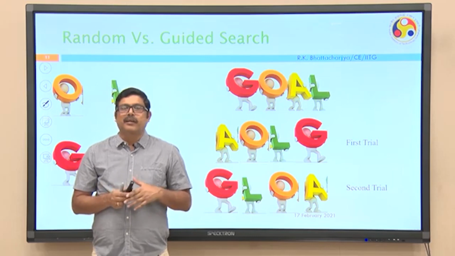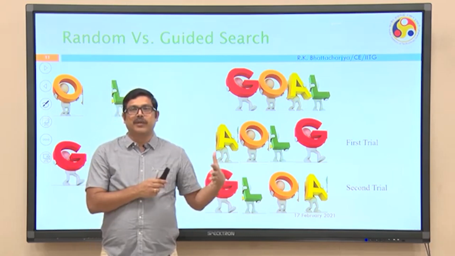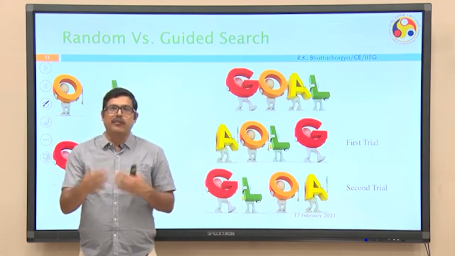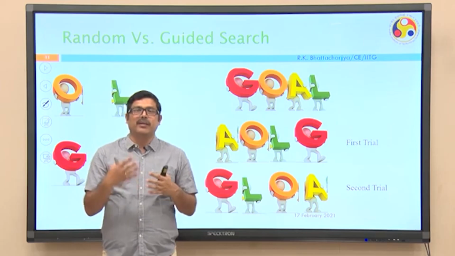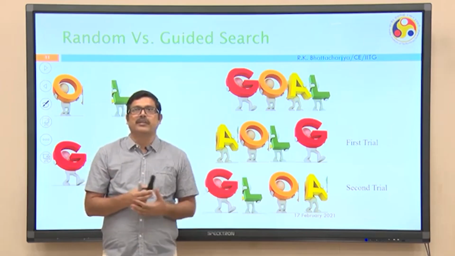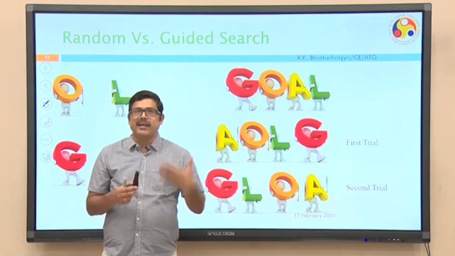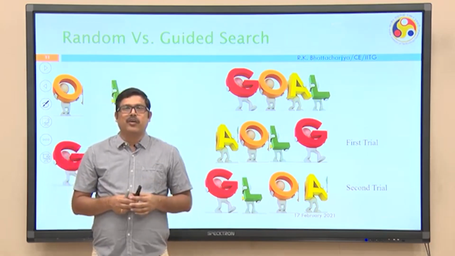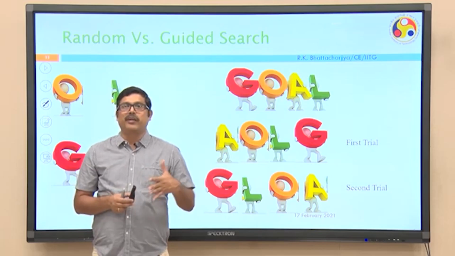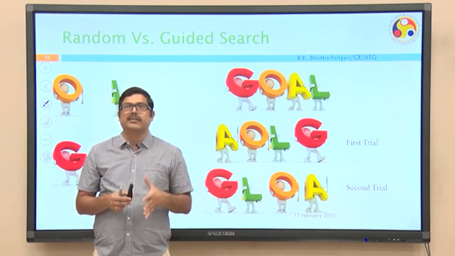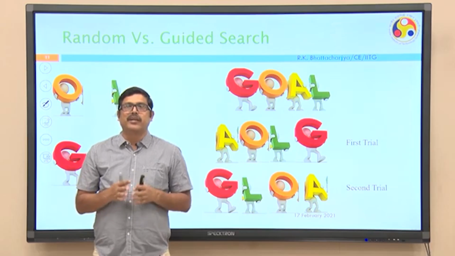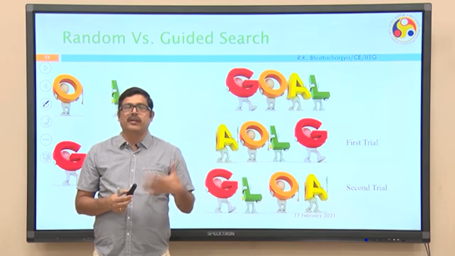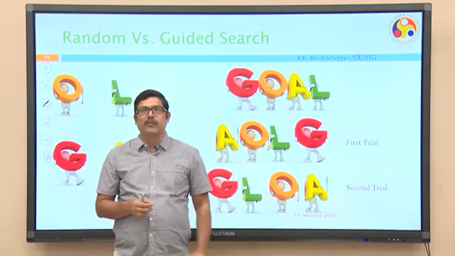In that case, just see the difference between the first method and the second method. In random search there was no information about the partial correctness of your solution, but in the second you are getting some additional information. So, in the second method you will probably get your solution in fewer iterations. This search is a guided search, that means somebody is guiding this search. Therefore, you are getting your solution in less time. I hope this is clear to you.